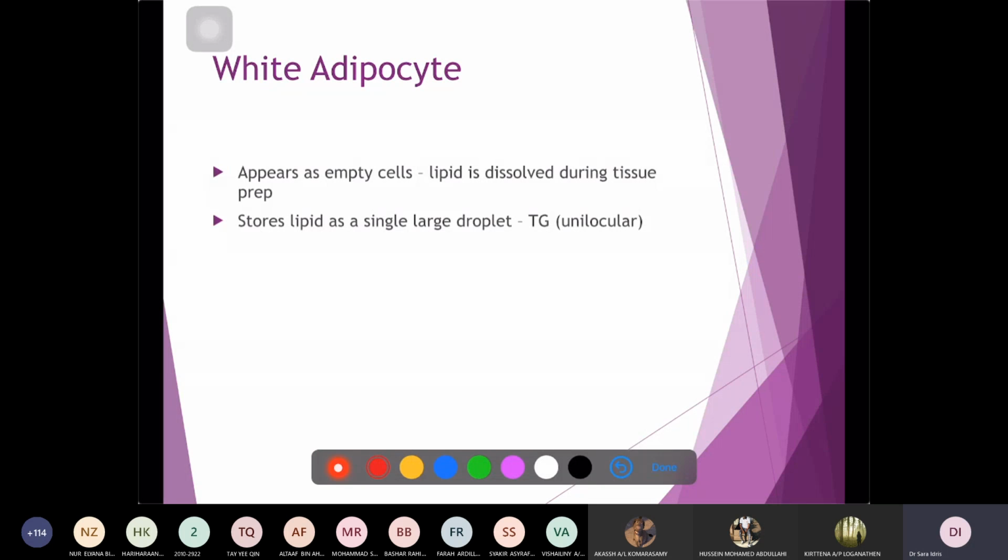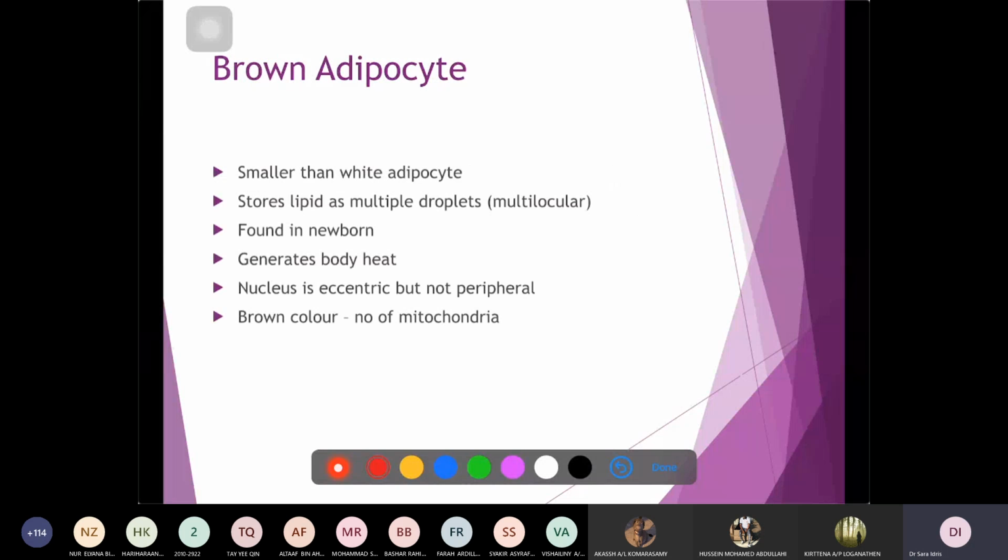Okay, and white adipocytes store the lipid as a single large droplet. So sometimes white adipocyte is also known as unilocular adipocyte. Whereas brown adipocytes are smaller, not as big as white adipocytes, and they have a lot of lipid droplets in the cell itself. So they call it multilocular. That means you have more than one droplet of lipid storage.